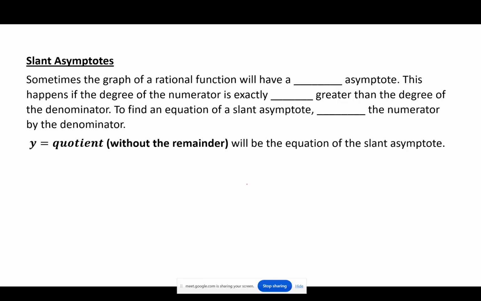Okay, slant asymptotes. Sometimes the graph of a rational function will have a slant asymptote. This happens if the degree of the numerator is exactly 1 greater than the degree of the denominator. To find an equation of a slant asymptote, you just divide the numerator by the denominator, and y equals the quotient that you get without the remainder will be the equation of the slant asymptote.